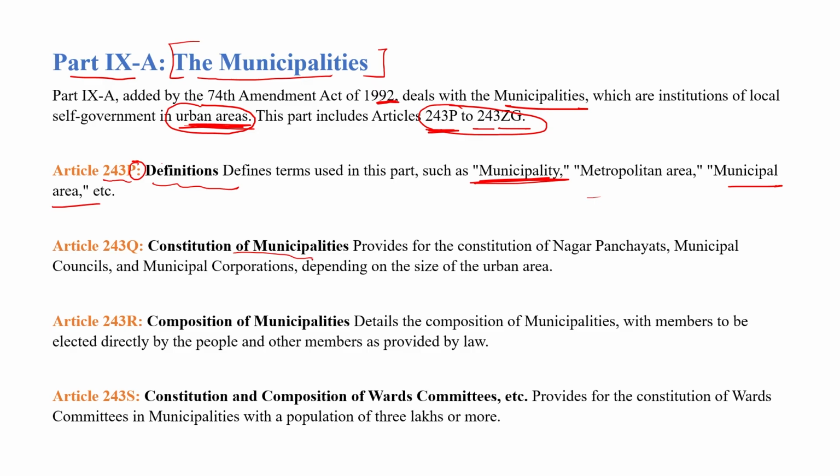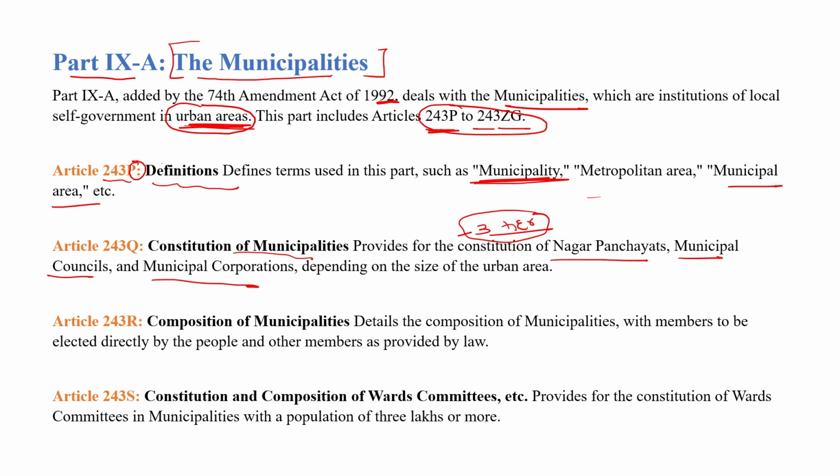Constitution of municipalities. Article 243Q says that there must be a three-tier structure at the municipality level. As I told you, rural and urban areas both have three-tier structures. In urban areas, there is a three-tier structure known as Nagar Panchayat at the lower level, municipal council at the middle level, and municipal corporation at the upper level, depending on the size of the urban area. So under Article 243Q, there is a three-tier structure: Nagar Panchayat, municipal council, and municipal corporation.